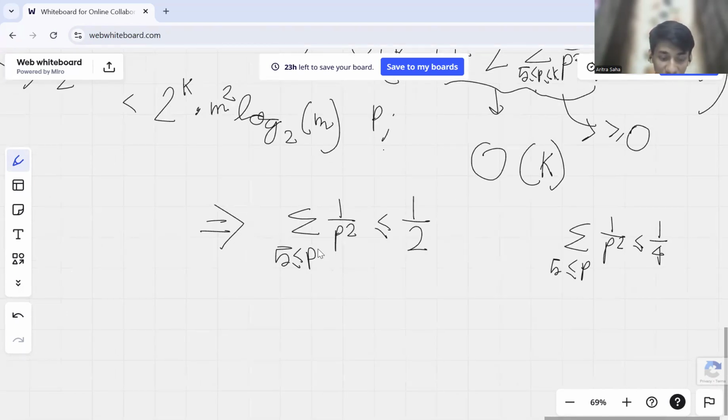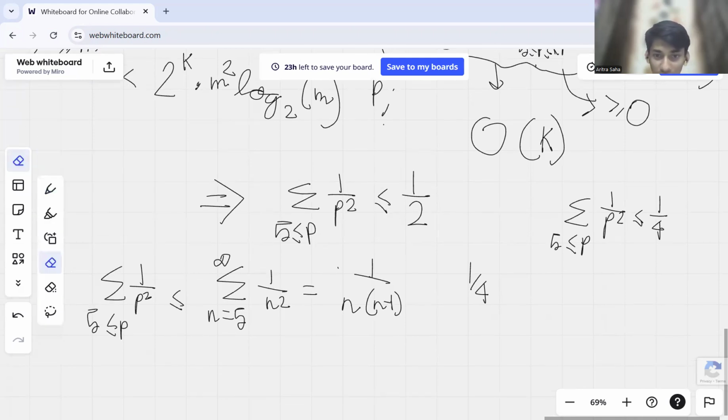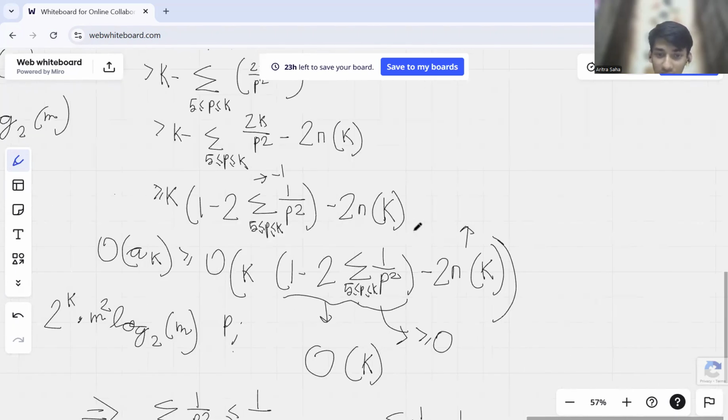And this is trivially true because you can also write this as the sum of n equals 5 to infinity of 1 by n square. This is less than the summation of 1 by p square, 5 less than or equal to p, is less than or equal to this, and this is like 1 by n into n minus 1, which is like 1 by 4. You can do all the calculation. I'm skipping the calculation. So this is actually less than or equal to 1 by 4. So this thing is like greater than or equal to half, and so this is actually O of k.